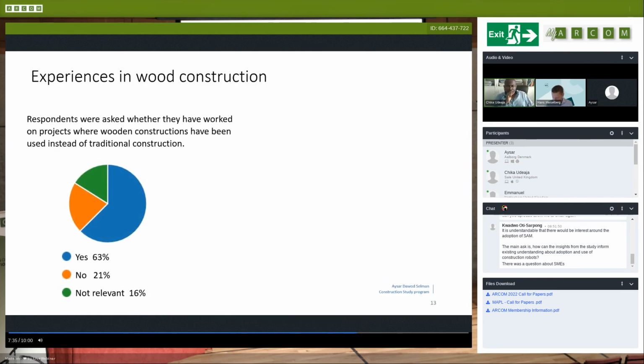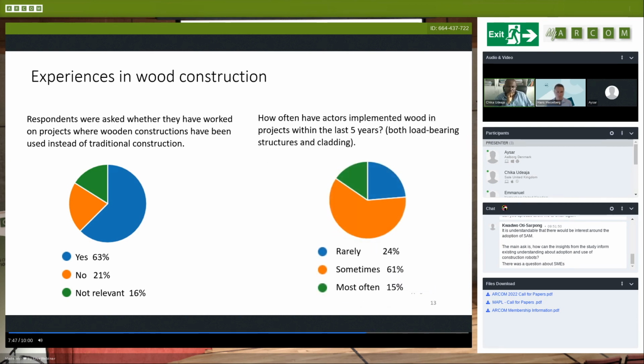Respondents were asked whether they have worked with projects where wood construction was used instead of traditional construction, and 63% of them answered yes, 21% no, and 16% was not relevant for them. They were also asked how often they implemented wood in projects the last 5 years with wood in the load-bearing and cladding system. 24% answered rarely, and 61% sometimes, and 15% most often.